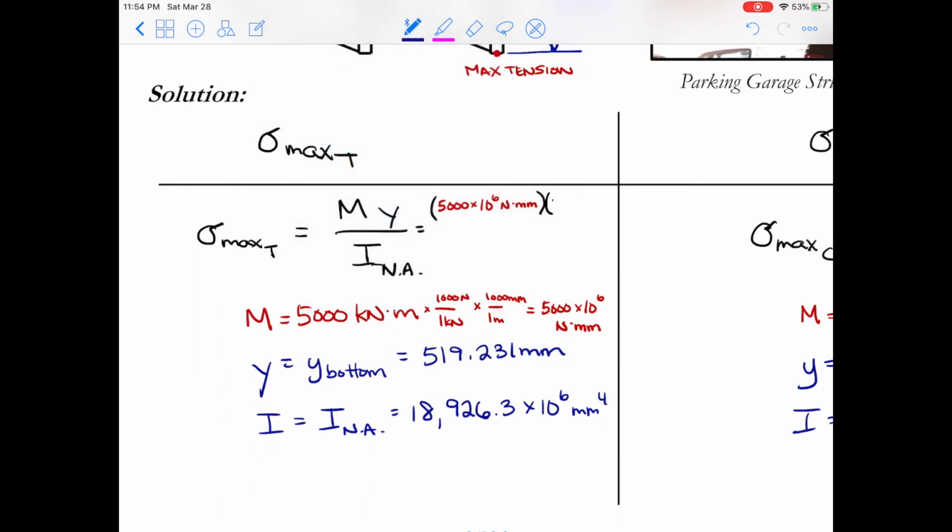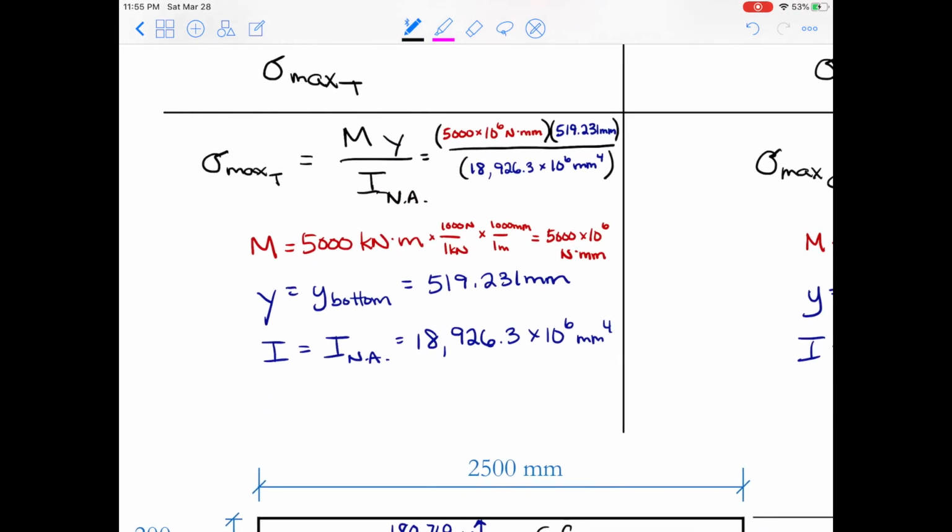Plug in my value y, which was 519.231 millimeters. Then we divide by the moment of inertia, 18,926.3 times 10 to the 6th millimeters to the 4th. And so our maximum tensile bending stress is going to be 137.17 newtons per millimeter squared.